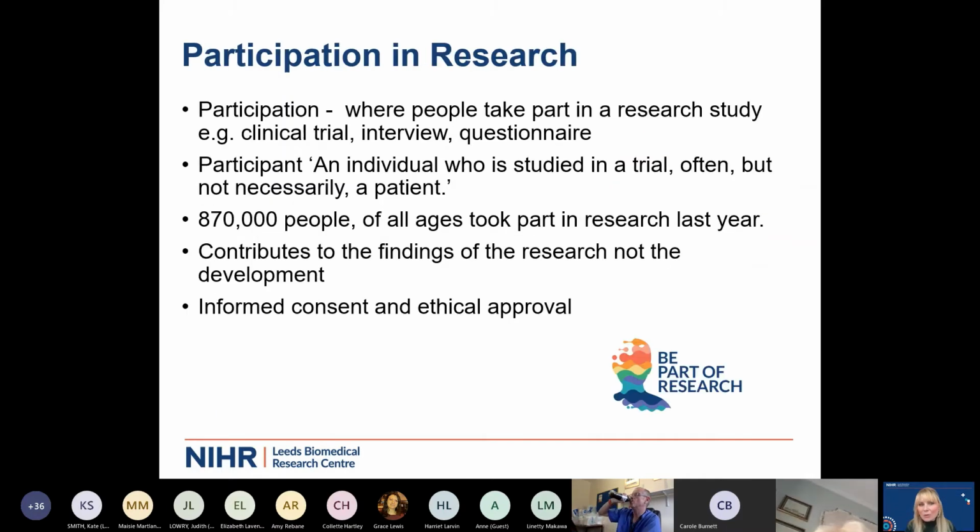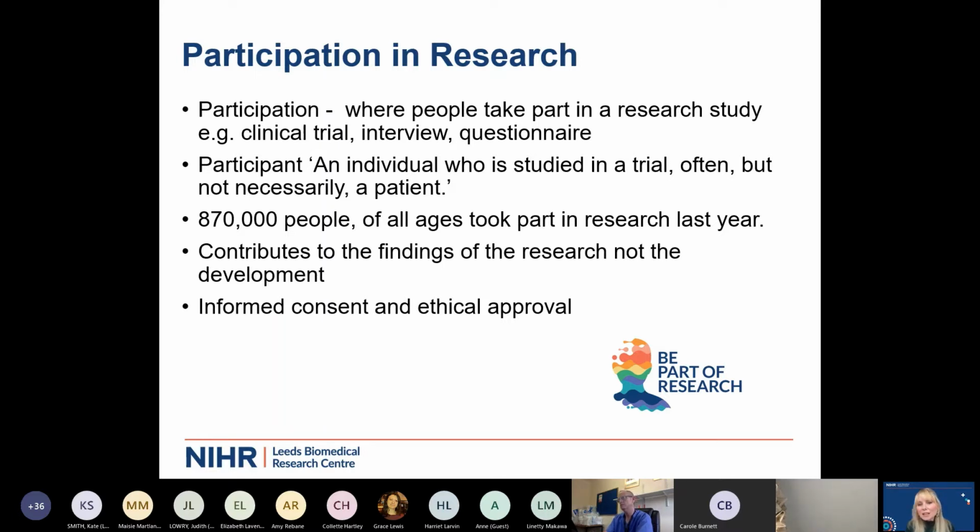So firstly, we'll look at participation in research. So you'll all probably be very familiar with this. Participation is where people take part in a research study. For instance, a clinical trial, doing an interview, a questionnaire about your research. And a participant is an individual who's studied in your trial, often, but not necessarily a patient.